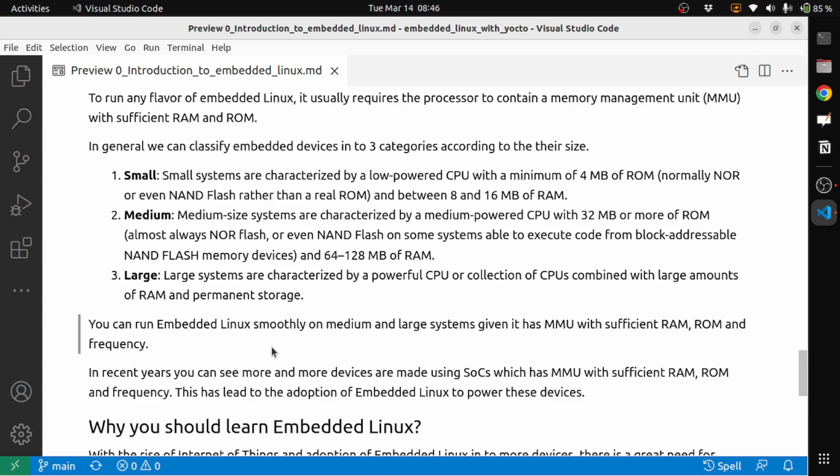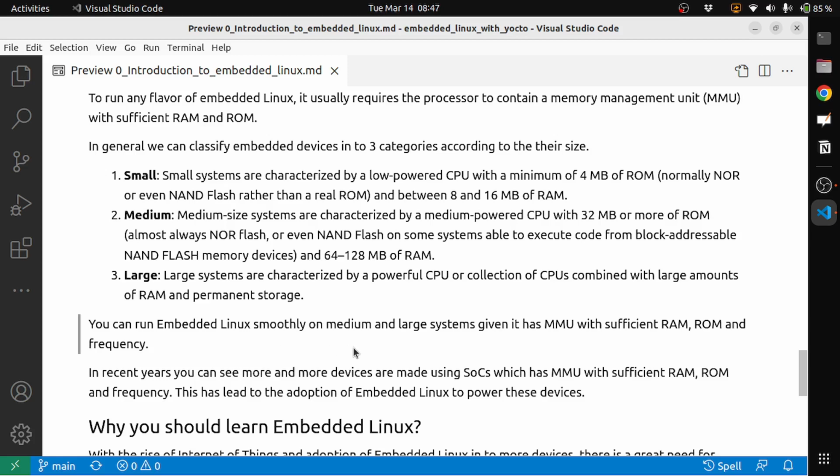In recent years, you can see more and more devices are made using SoCs, which have an MMU, which means memory management unit, with sufficient RAM, ROM, and frequency. This has led to the adoption of embedded Linux to power these devices.